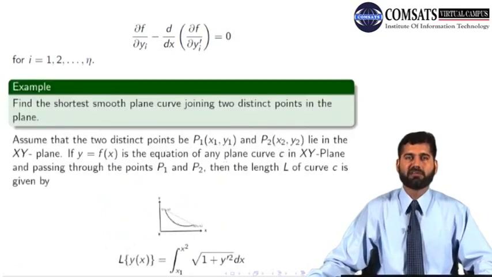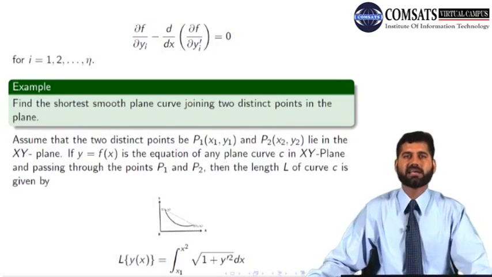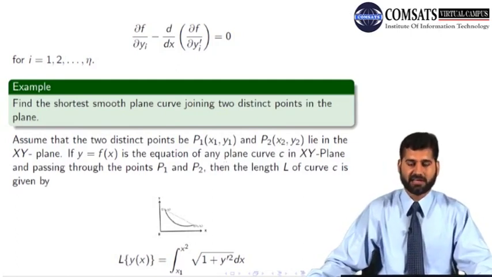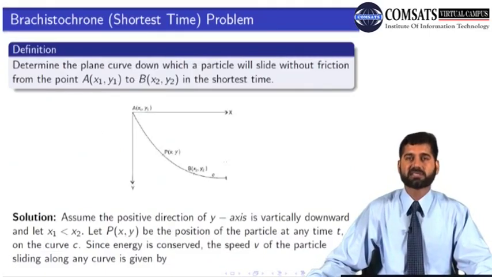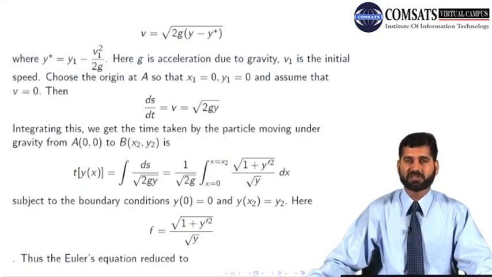Then we wrote the Euler-Lagrange equations for the general case, and then we moved on to examples of a variational problem. The first example was the shortest path problem, and we saw that the shortest path in a plane is given by a straight line. Then we moved on to the shortest time problem, and this did not come out to be a straight line.